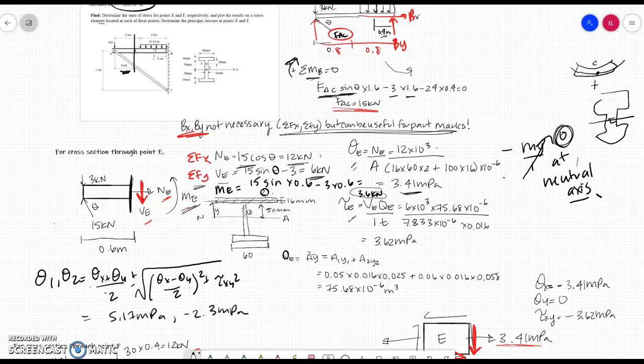Our shear stress is being determined by our shear force times Q, which we're going to analyze down here, over I and t.